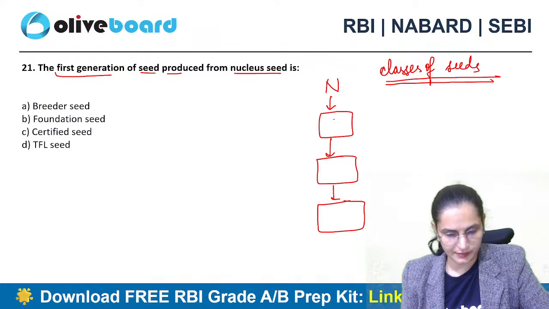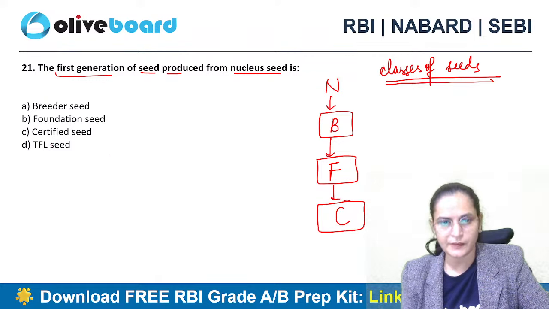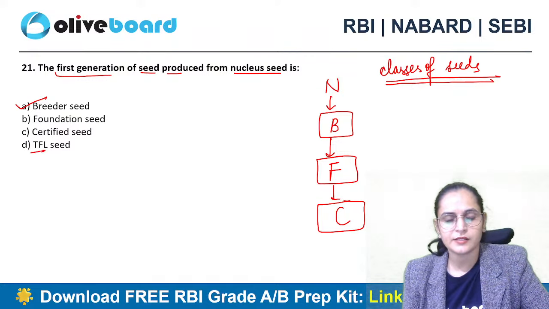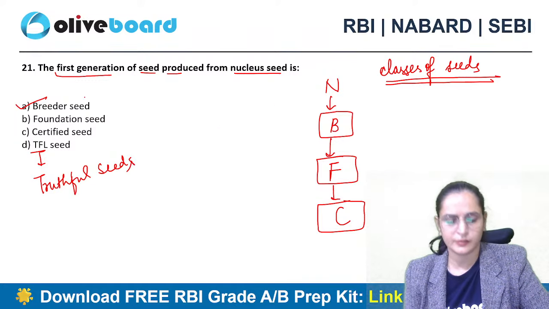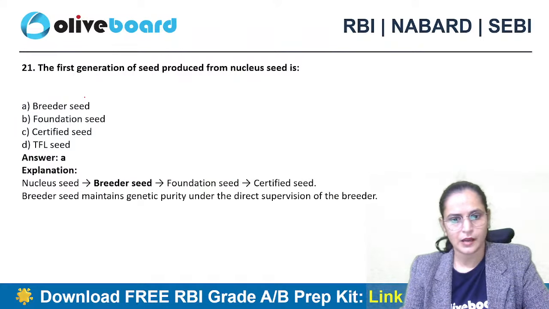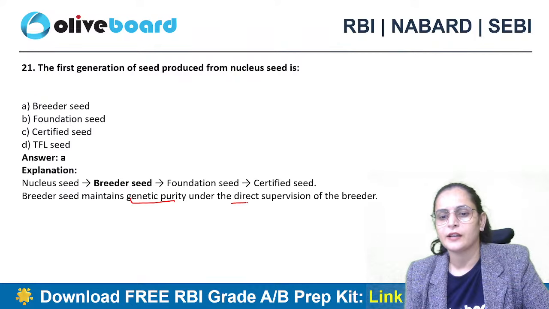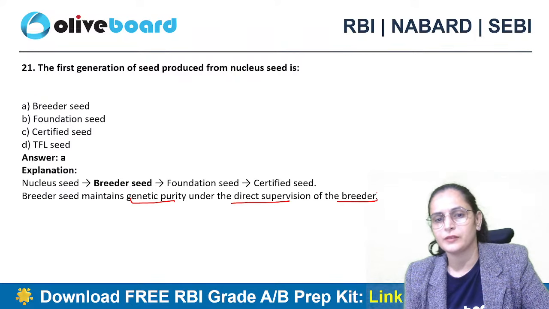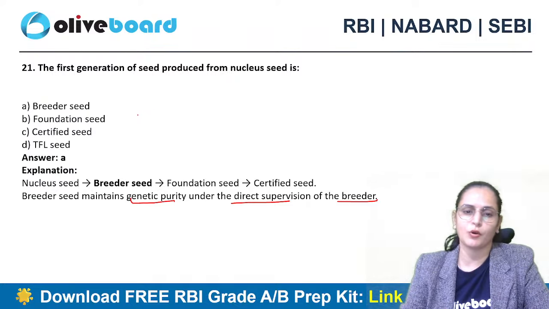From the breeders, from the nucleus seeds, you will produce breeder seeds. From the breeder seeds, you will have the foundation seeds, and from the foundation seeds, you will have the certified seeds. Okay, the right answer is option A, truthful seeds. Truthful seeds is not a category that we have to mention under the classes of seed. The right answer will be option A. Very good. Understood? And these breeder seeds maintain genetic purity under the direct supervision of the breeder. When we talk about these seed classes, they are classified on the basis of their genetic purity.